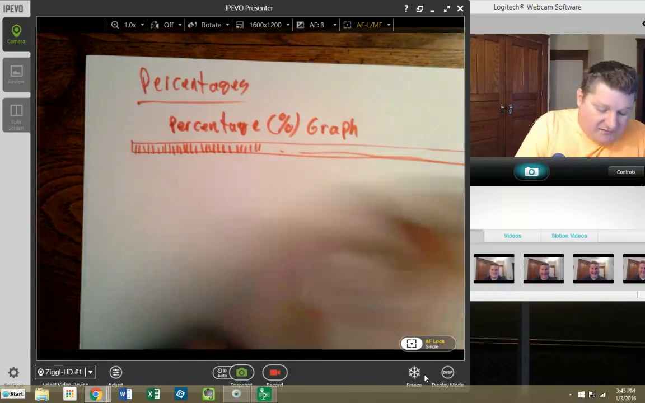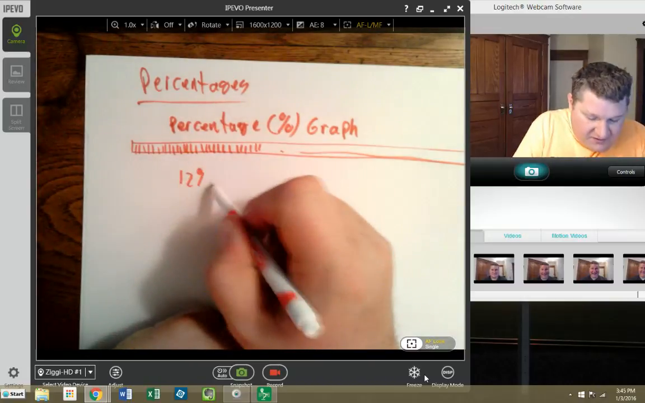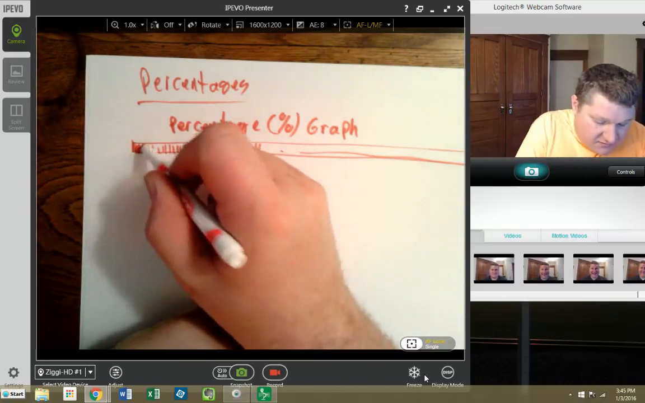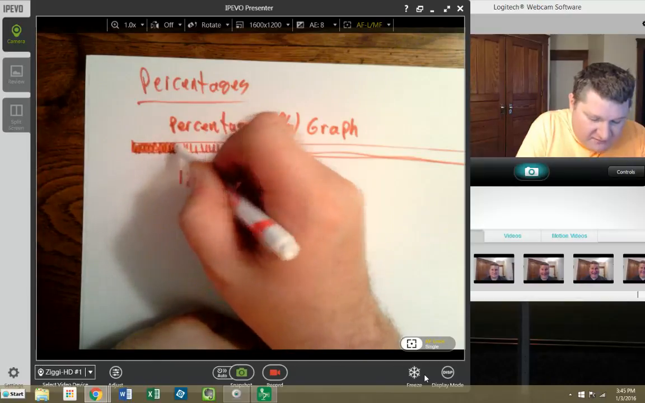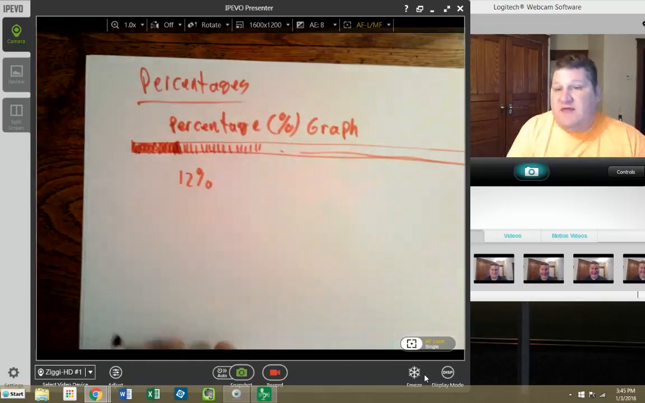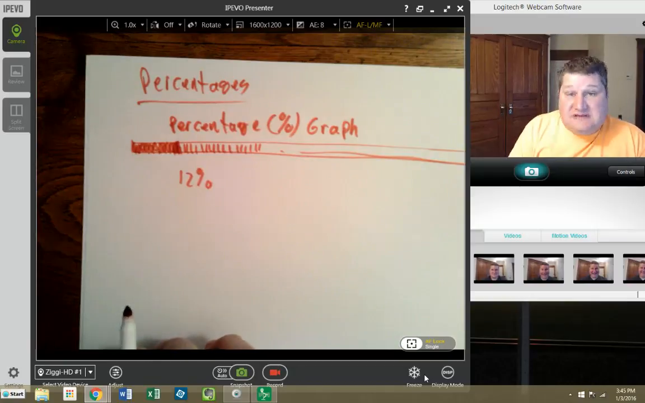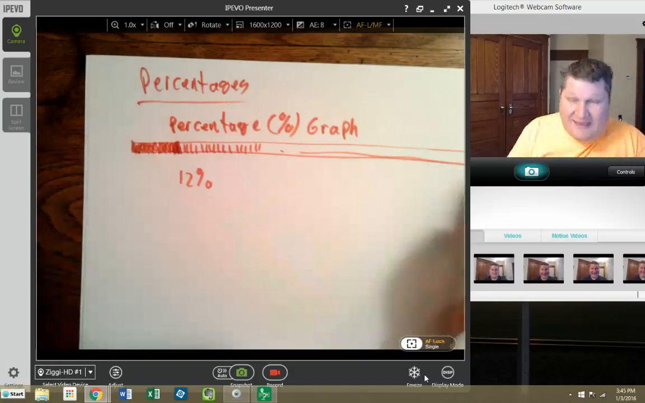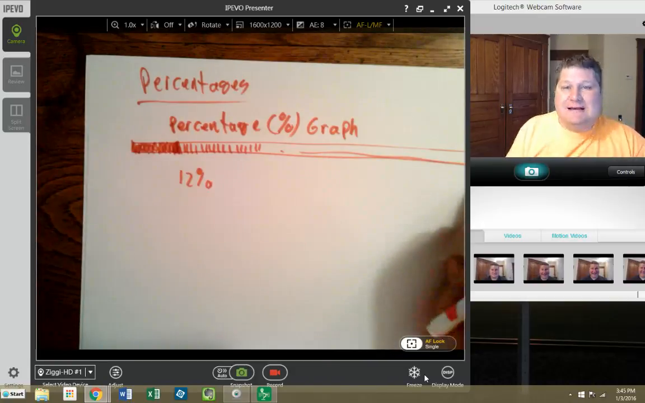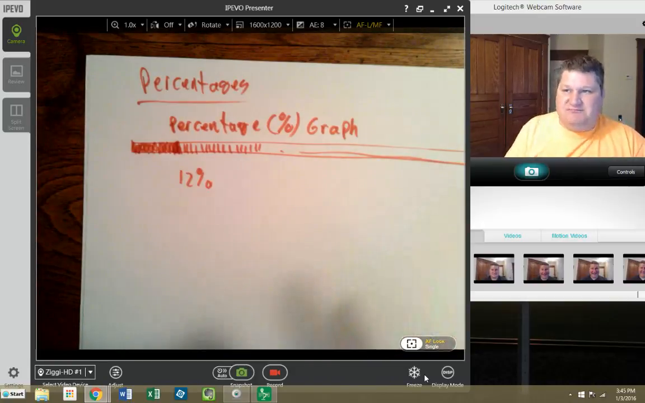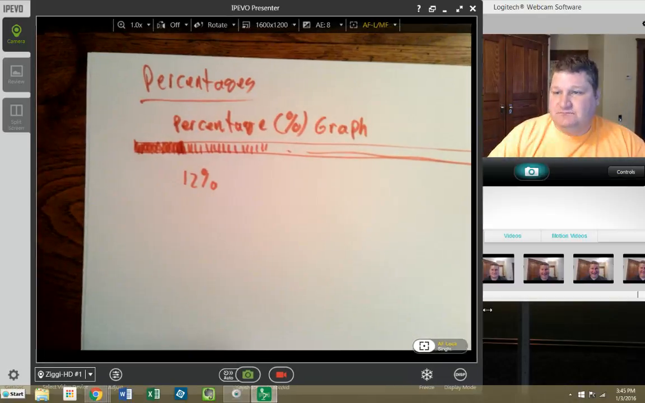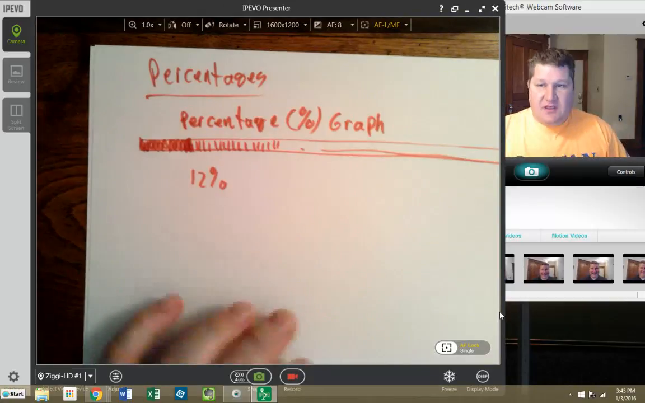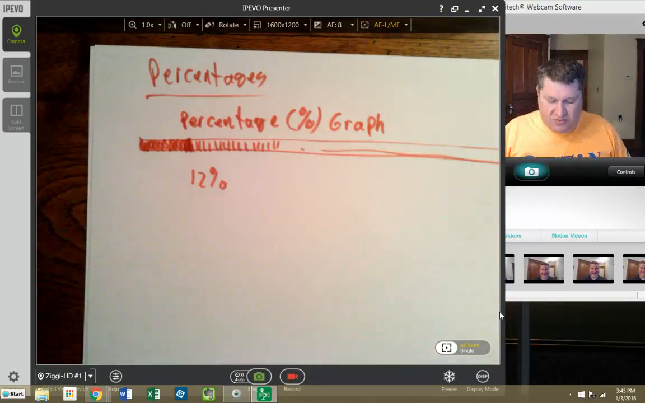And so if I wanted 12%, I would color in the 1, 2, 3, 4, 5, 6, 7, 8, 9, 10, 11, 12, and that would cover 12% of the graph. The thing is, I don't want to draw to help me learn. I don't want to draw 100 little dots and places and stuff. So instead of doing that, what we're going to do is do it in bulk.